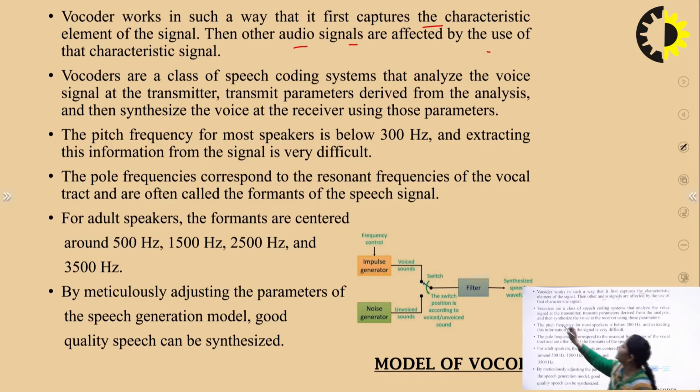Vocoders are a class of speech coding systems that analyze the voice signal at the transmitter, transmit parameters derived from the analysis, and then synthesize the voice. This is not the actual voice that we are transmitting; we are converting it into digital form and then again simulating it as an audio signal. So it is the synthesis of the voice signal using those parameters.